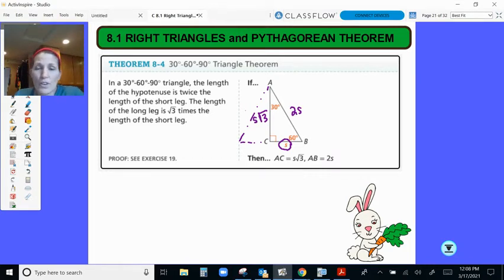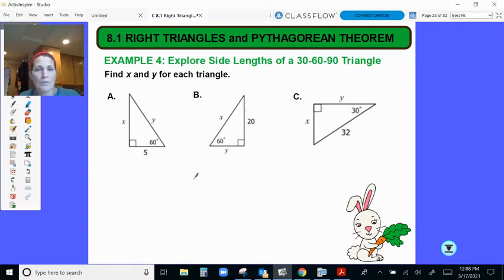Okay, so we have a 45, 45, 90 special right triangle and a 30, 60, 90 special right triangle. We still use the Pythagorean theorem. If the right triangles don't fit any of these special right triangles, then we still have to fall back on our Pythagorean theorem. Okay, so let's apply some of these ratios to these practices here.